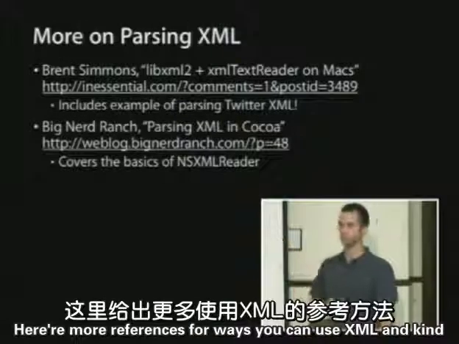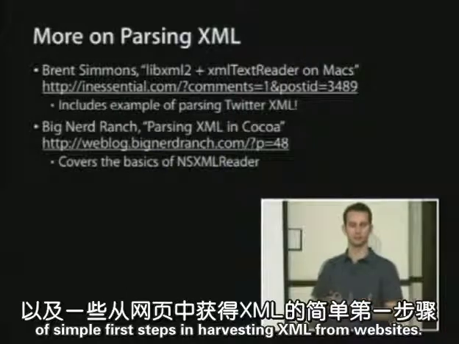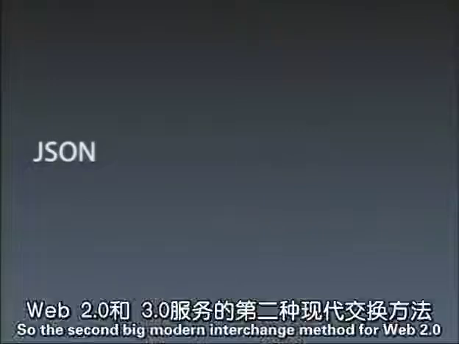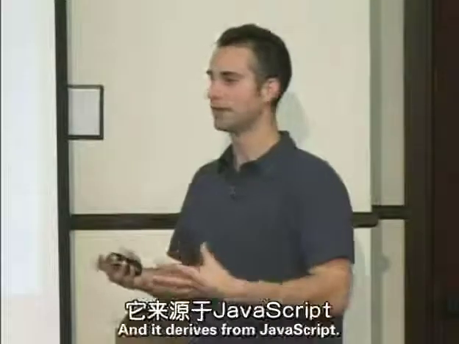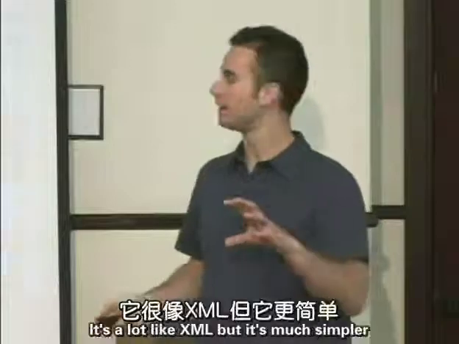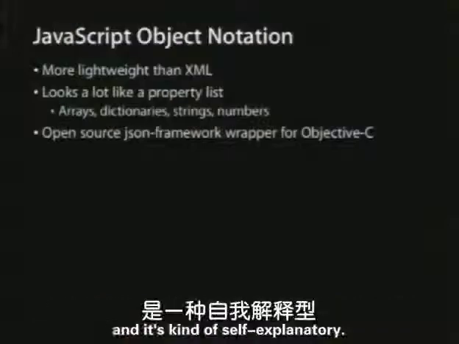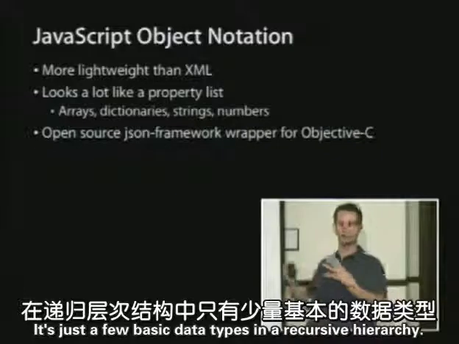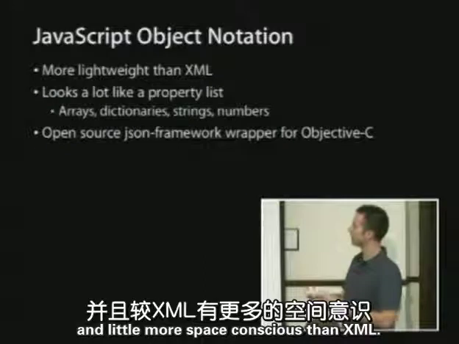Here are some more references for ways you can use XML, and simple first steps in harvesting XML from websites. Now we're going to talk about JSON. The second big modern interchange method for Web 2.0 and 3.0 services is JSON, and it derives from JavaScript. It's a lot like XML, but it's much simpler and more lightweight. When you look at the schema, there are fewer brackets, and it's kind of self-explanatory, a lot like Cocoa property lists: just a few basic data types in a recursive hierarchy. It's easy to parse, lightweight, and a little more space-conscious than XML.